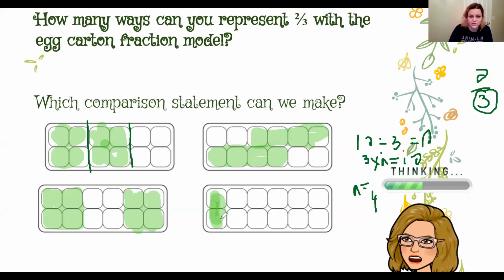I could also maybe do it like this. Maybe I'm going to just shade it in like this. That's 4 eggs, 6 eggs, 7 eggs, 8 eggs. If you're thinking of a different way to represent 2/3, go for it. Just remember 2/3 in our egg carton model is the same as 8 eggs.